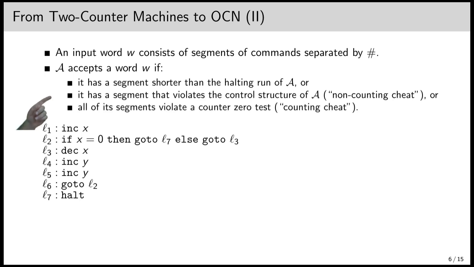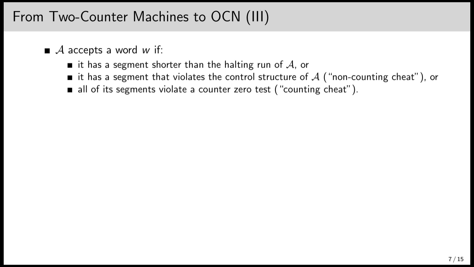Or all of the segments violate the counter tests, which we call counting cheats. For example, the segment sharp, increase x is 0 so go to L7, halt, sharp, which is illegal since the segment claims that x is 0 when it is not. Okay, let's delve into the construction.